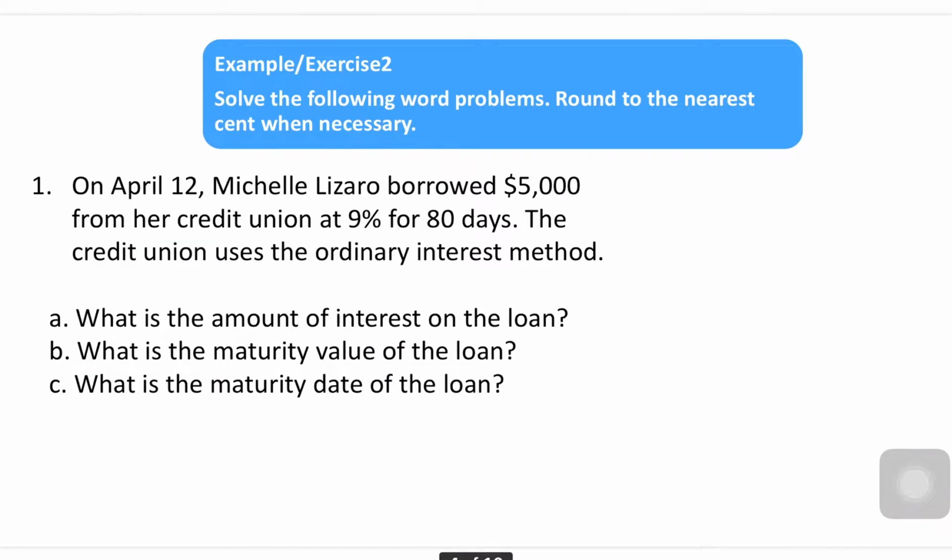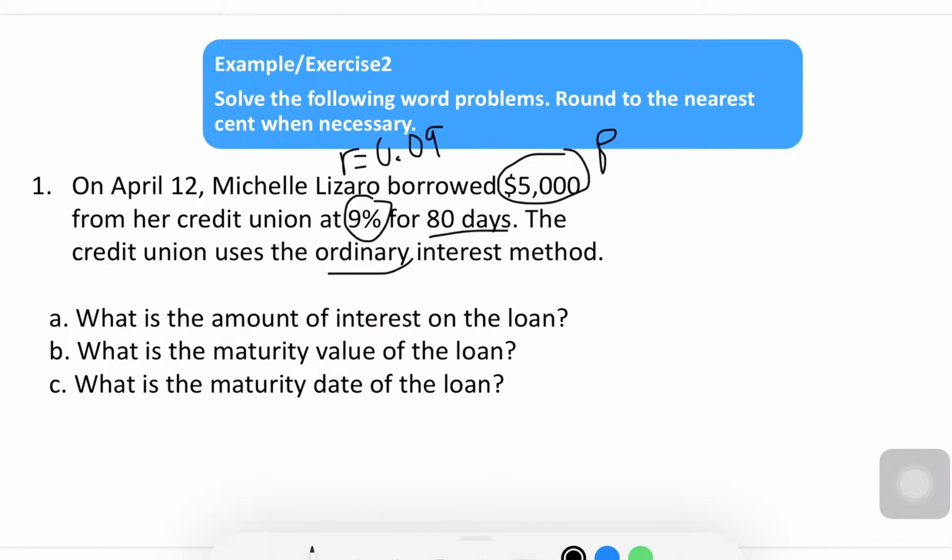On April 12, Michelle Lizarro borrowed $5,000 from her credit union at 9% for 80 days. So this is our principal since that is what she borrowed. 9% will be our R, so convert that to a decimal by dividing by 100. So we have 0.09. And that is our number of days. The credit union uses the ordinary interest method. Question A, what is the amount of interest on the loan?